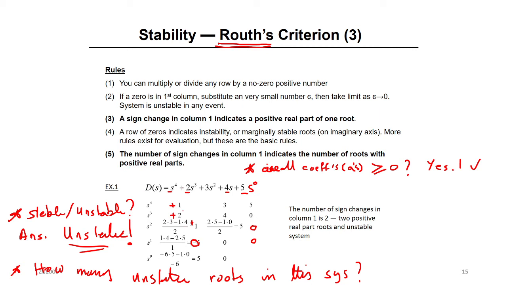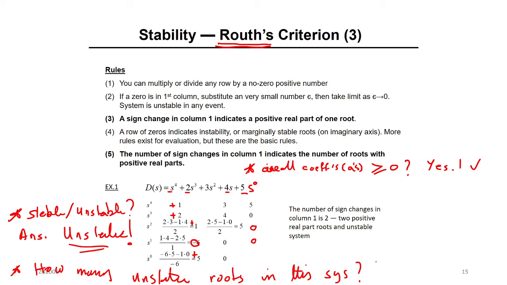Okay, so let's check. This is positive, positive, positive, negative. So this is number 1, sign change, okay? Number 1, sign change. Then back to positive, this is number 2. So how many sign changes did I change in this column? Once here and once here. So the total is 2.